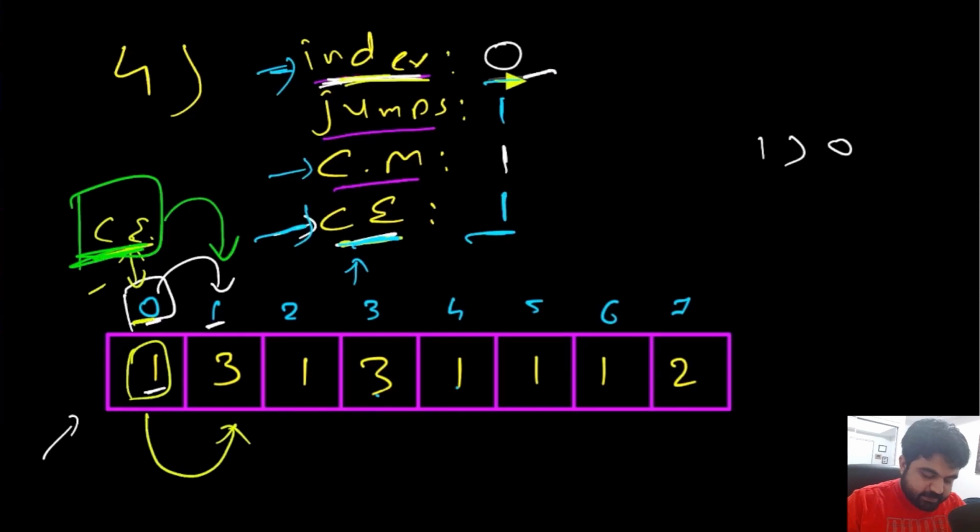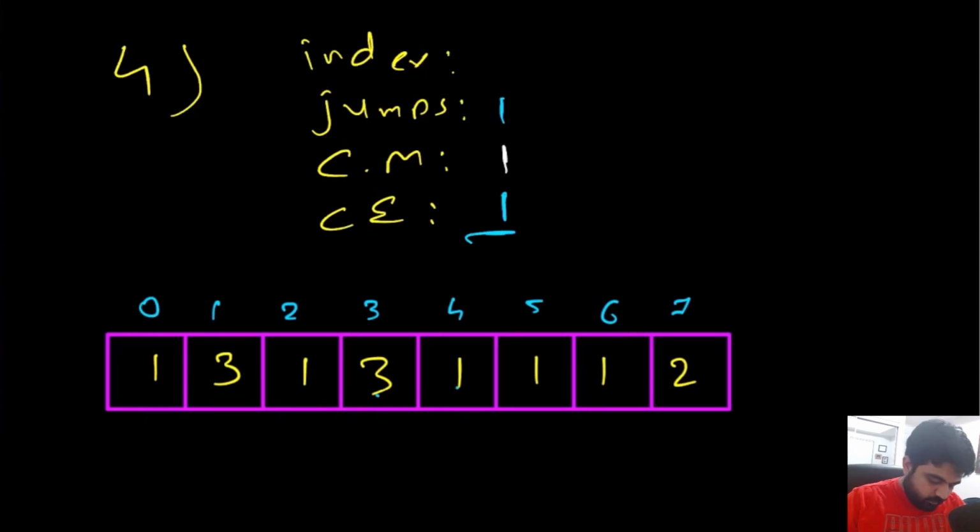Now let me clean this up a bit. So now we are at index position number 1. So we will update our index value. So our current index value is 1. Now at this position, what is the maximum it can travel? Maximum it can travel 3 points. So 3 is going to be 1 plus 3, so that is 4. So now this is the current maximum we can achieve, that is 4.